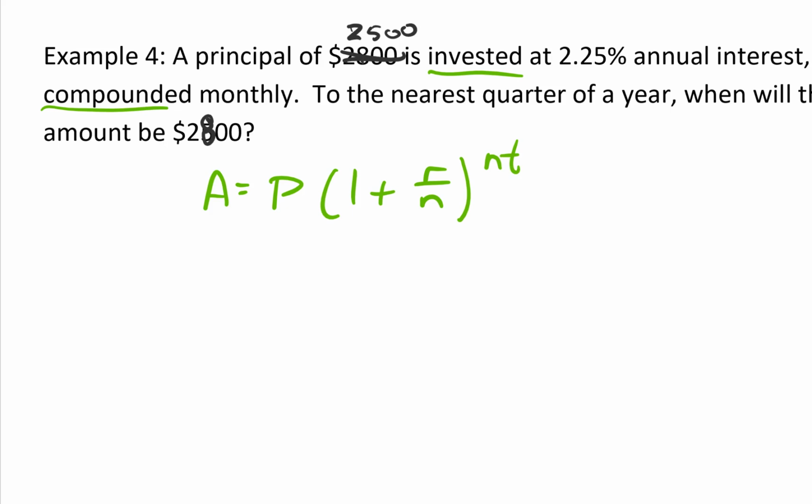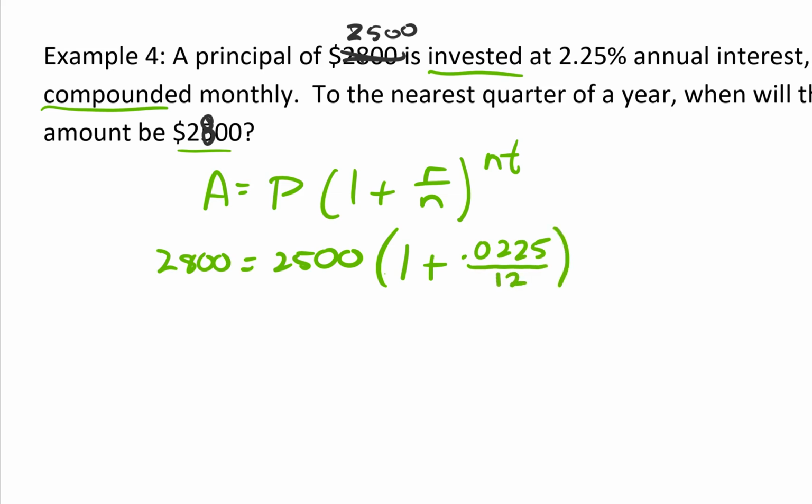It says the principal is 2,500. And notice I had to change that, the numbers were backwards. And the final amount is 2,800. So the amount of money grew. We just have to figure out how it grew. Invested at 0.0225, and it says compounded monthly, so I'm going to put 12 there. And then I have 12 here, and the question says, what year? In other words, what is the time that this happened? How long did it take for the money to grow from 2,500 to 2,800?